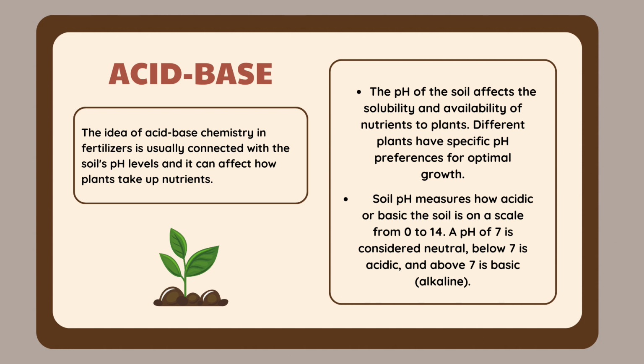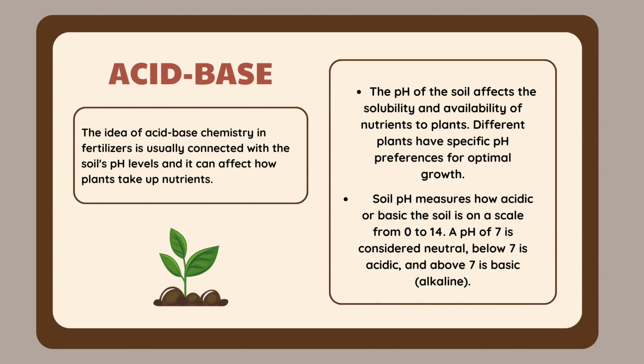The idea of acid-base chemistry in fertilizer is usually connected with the soil's pH level. The pH scale measures acidity or alkalinity, affecting nutrient availability to plants. Acidic soil enhances the solubility of certain elements like aluminium, while alkaline soil favors calcium and magnesium. Maintaining an optimal pH range promotes nutrient uptake and overall plant health.